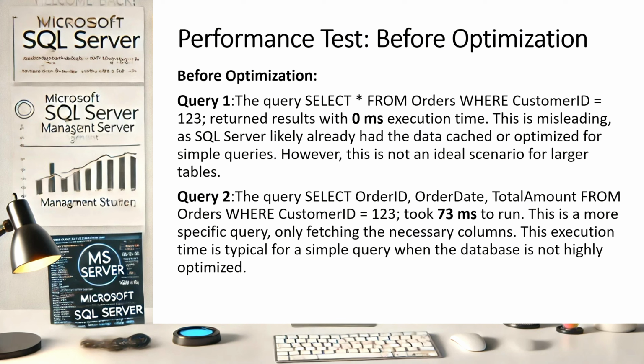Query 2, the query select order ID, order date, total amount from orders where customer ID equals 123, took 73 ms to run. This is a more specific query, only fetching the necessary columns. This execution time is typical for a simple query when the database is not highly optimized.